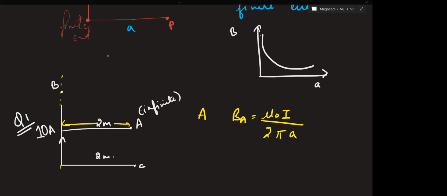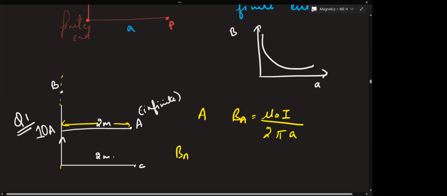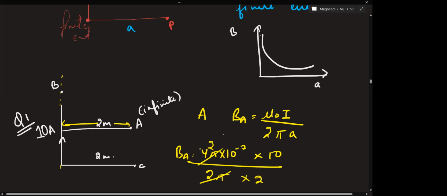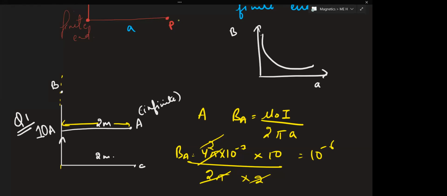So, mu naught's value is what? Mu naught's value is 4 pi into 10 to the power minus 7. Current is 10 amperes. This is 2 pi into 2. This gets cancelled, 2 also gets cancelled. 10 to the power minus 6. Now, nobody has mentioned the direction. Neither Fahad nor Sahal. Direction you people have to mention.